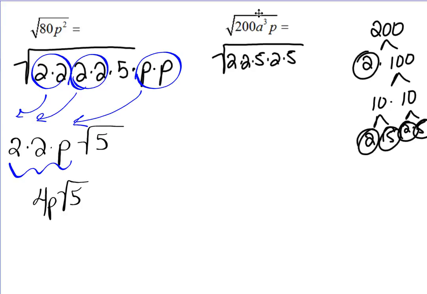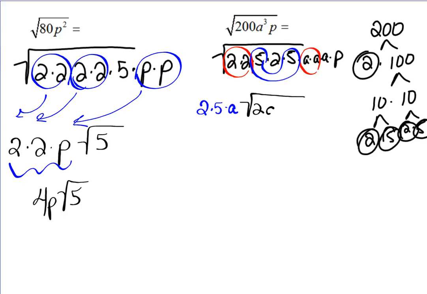Now, I have 3 a's, a times a times a, and a p. You're going, Mrs. Peters, you didn't write them nicely. Well, we can still group. Here's a group. Here's a group. And I want to do this one in blue. And here's a group. So, pull those on the outside. I get 2 times 5 times a. Okay, and left inside my radical is a 2, an a, and a p. So I have 10a square root of 2ap.